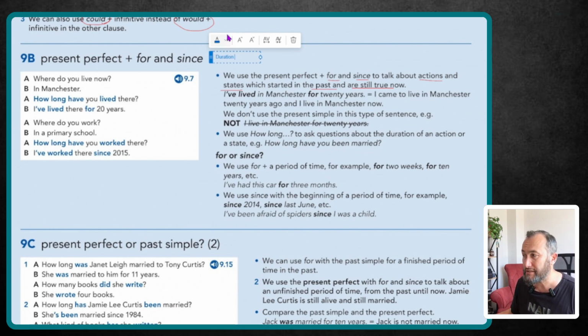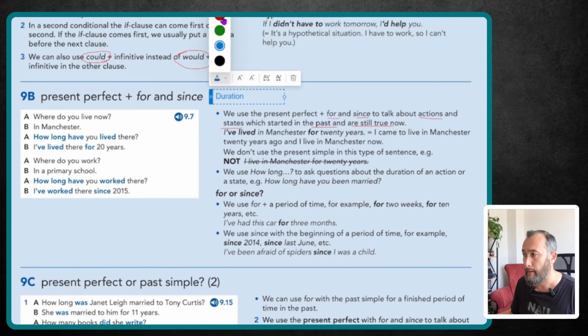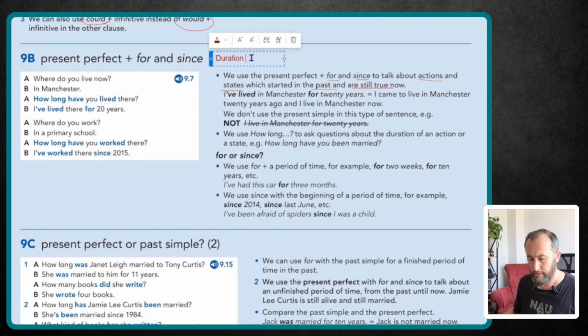Duration, it means how long. Has something been happening? The question is how long. So when I want to answer that question, I must use present perfect and then for and since. Okay, what is the difference between for and since?